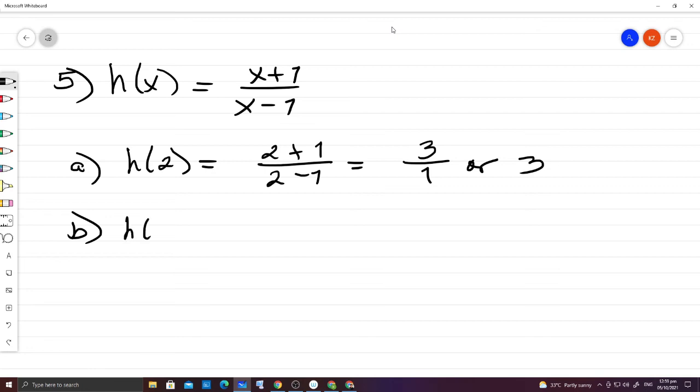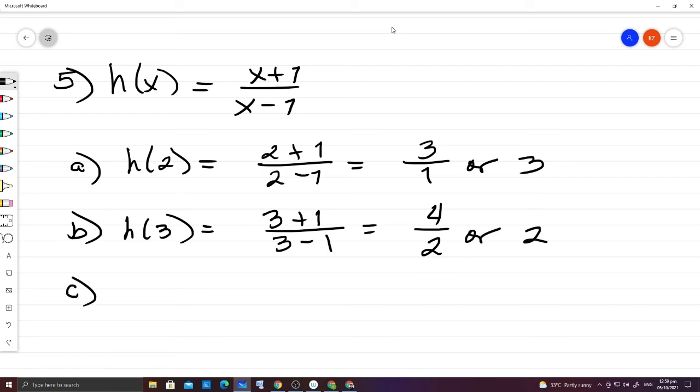Yes, Mr. H of 3. Just follow the pattern. 3 plus 1 over 3 minus 1. 4 over 2, or 2. Okay. Letter C. H of negative 1.